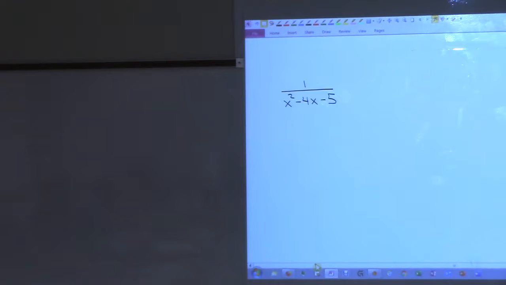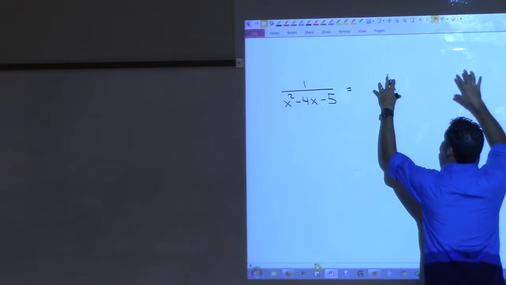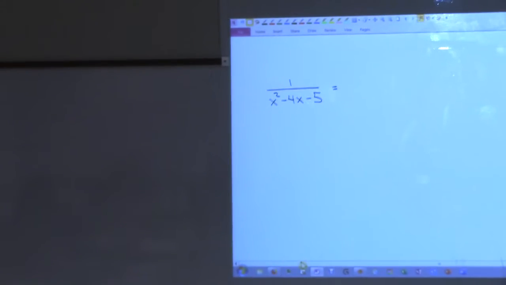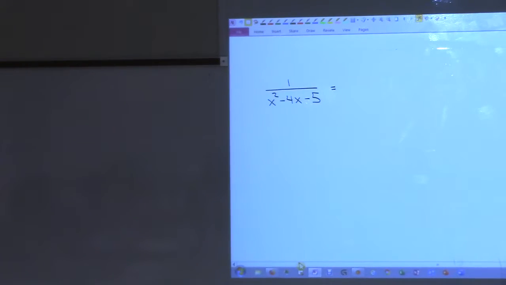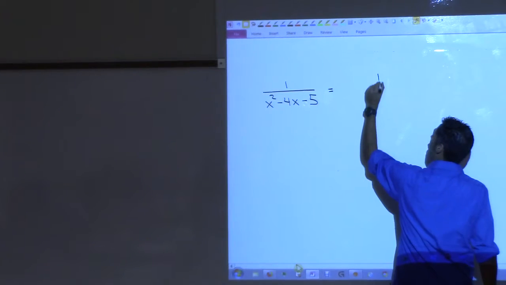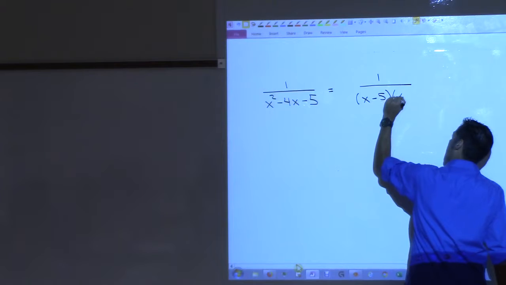If we're back in pre-cal or college algebra and you're asked to do partial fraction decomposition, what you're being asked to do is to try and break this up into multiple terms. Not factoring, but partial fraction decomposition. So does anyone recall the steps for this? Factor the bottom. Start with that. So can you factor this bottom? Yes, x minus 5, x plus 1. Agreed?